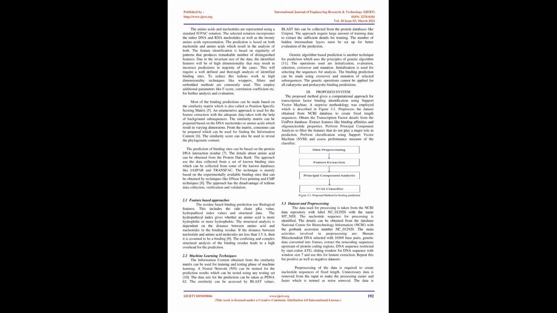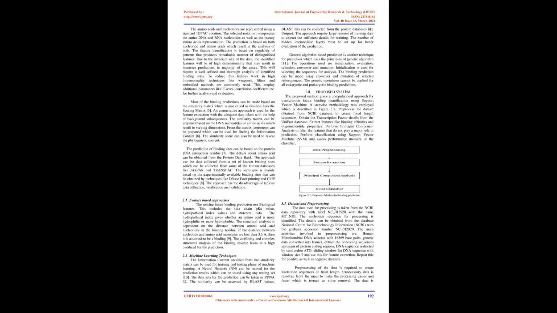Machine learning techniques. The information content obtained from the similarity matrix can be used for the training and testing phases of machine learning. A neural network, NN, can be trained for the prediction results, which can be tested using any testing set [10]. The data sets for the prediction can be taken as pDNA-62. The similarity can be assessed by BLAST values. BLAST hits can be collected from protein databases like UniProt. The approach requires a large amount of training data to extract sufficient details for training. The number of hidden intermediate layers must be set up for better evaluation of the prediction.